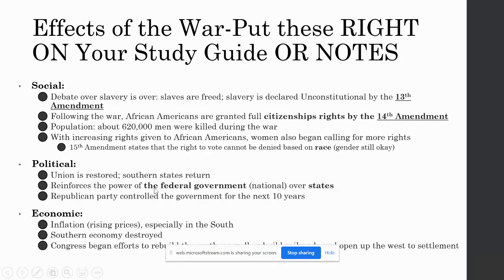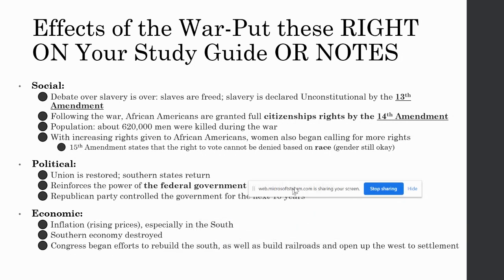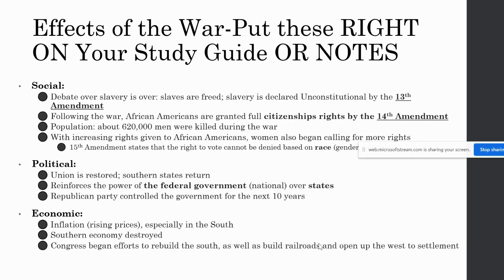Politically, the Union's restored. One key political thing that comes out of this is that it reinforces the power of the federal government, the national government, over the state governments. So showing the federal government is supreme overall gives the Republican Party a whole bunch of power for the next 10 years. And then economically, there's rising prices, especially in the South. Congress begins efforts to rebuild the South. Railroads, once again, start rebuilding railroads and opening up more of the West to settlement.